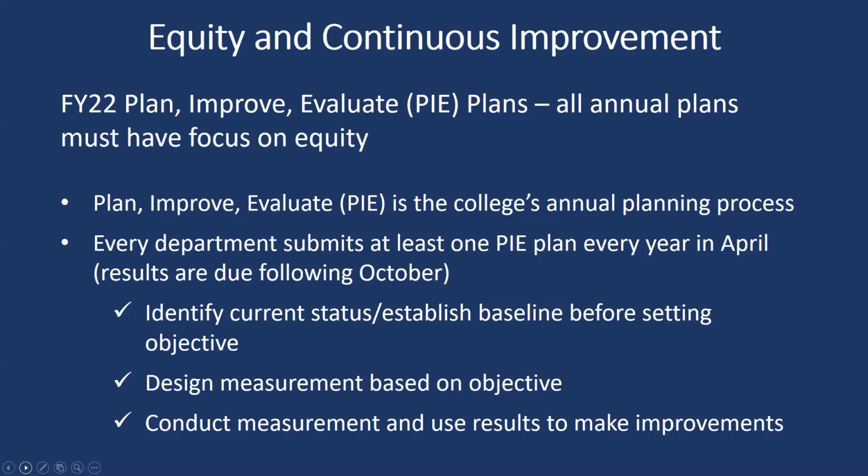And within these plans, we identify what our current status is, we establish a baseline, and then we set our objective, what our goal is, and then we ask departments to design measurements based on our objective, and how they'll conduct that measurement, how they'll know whether or not they've met their goal. And so every year, every department submits a plan, and they can be on pretty much anything, whatever the department is working on, just show that status and baseline and that measurement, how they plan to make those improvements. This coming year, our president has asked that at least one PI from each department be focused on equity.